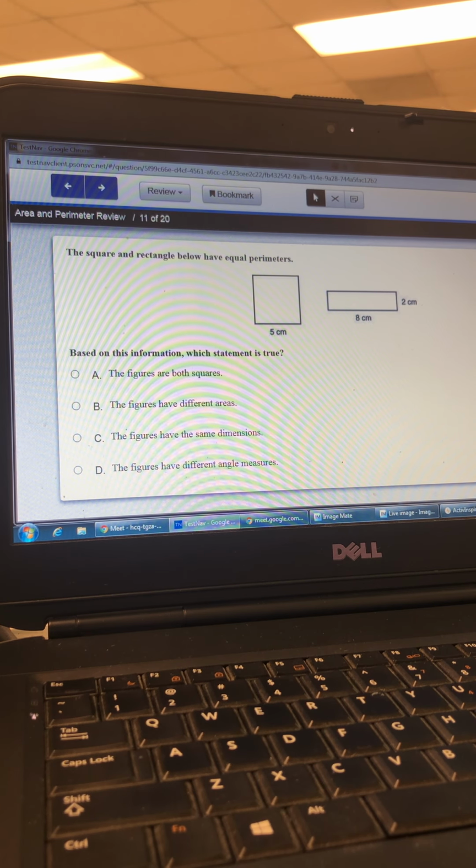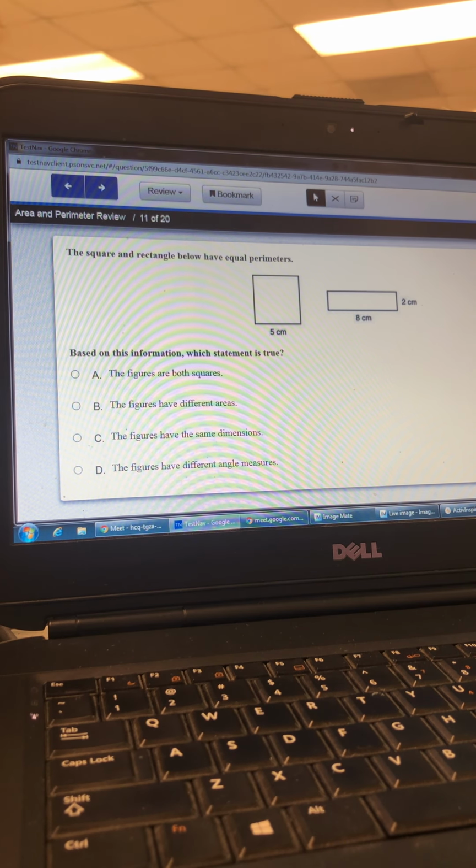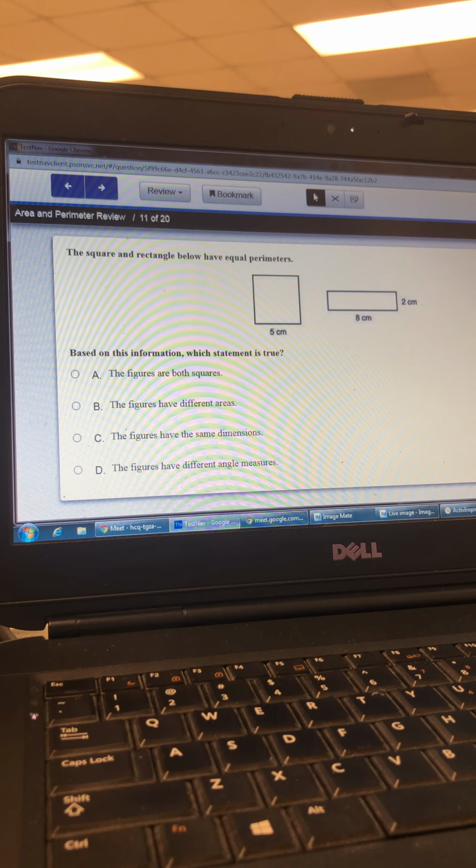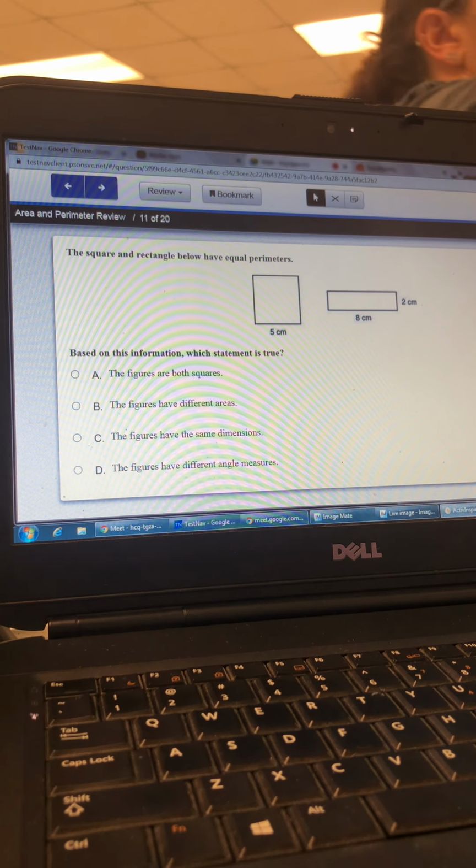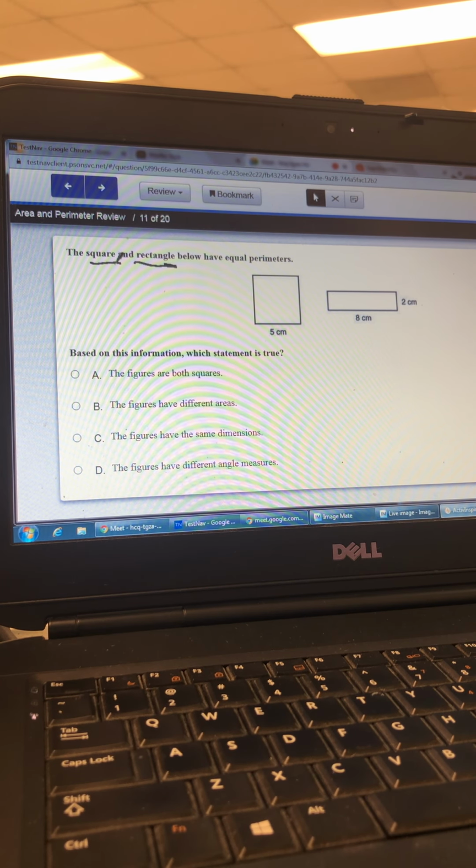Okay, let's look at this problem. Which statement is true? The figures are both squares. Well, it says that it is a square and a rectangle. So are they both squares? No, cannot be. A.